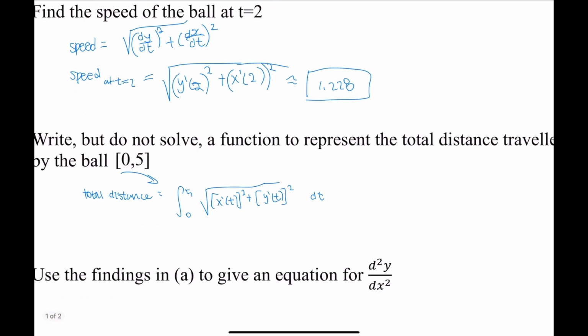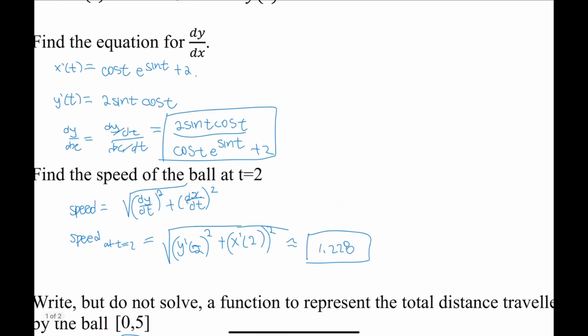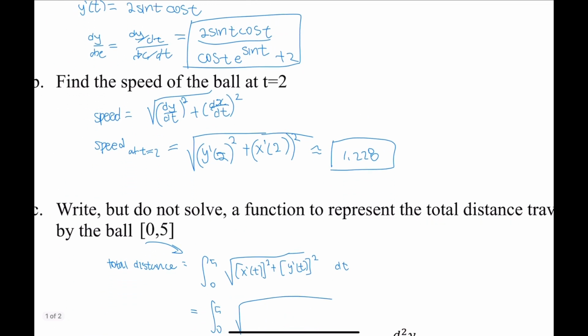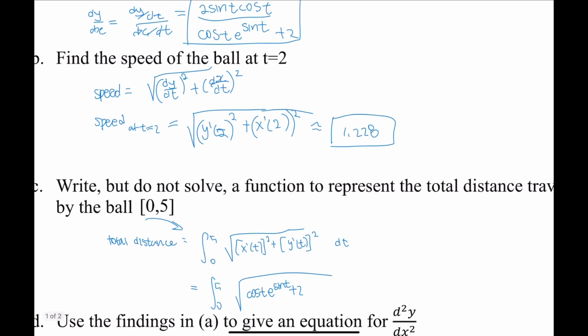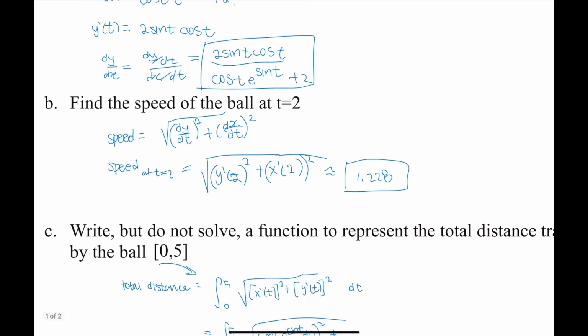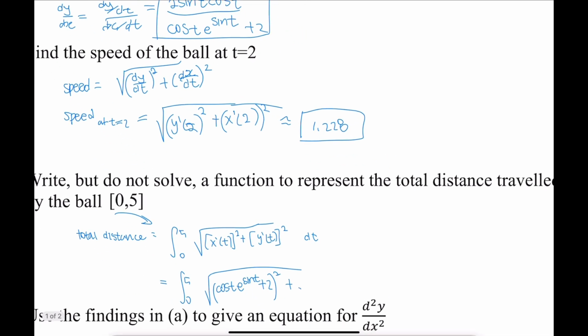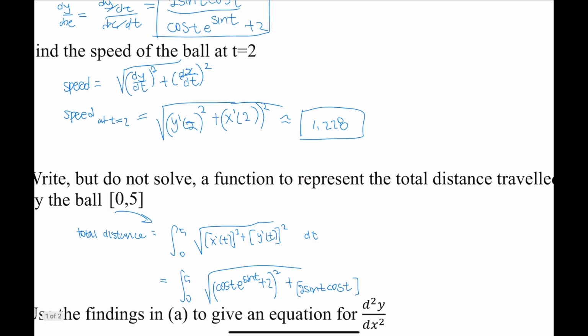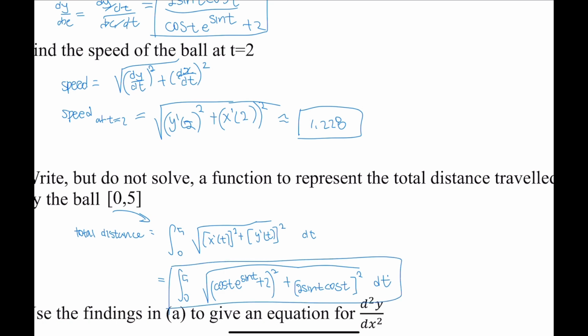Okay, and I'm just going to try to write this out a little bit. So root of cosine t e to the sine t plus 2, squared, plus 2 sine t cosine t squared, and dt. Okay, so this will be our answer.